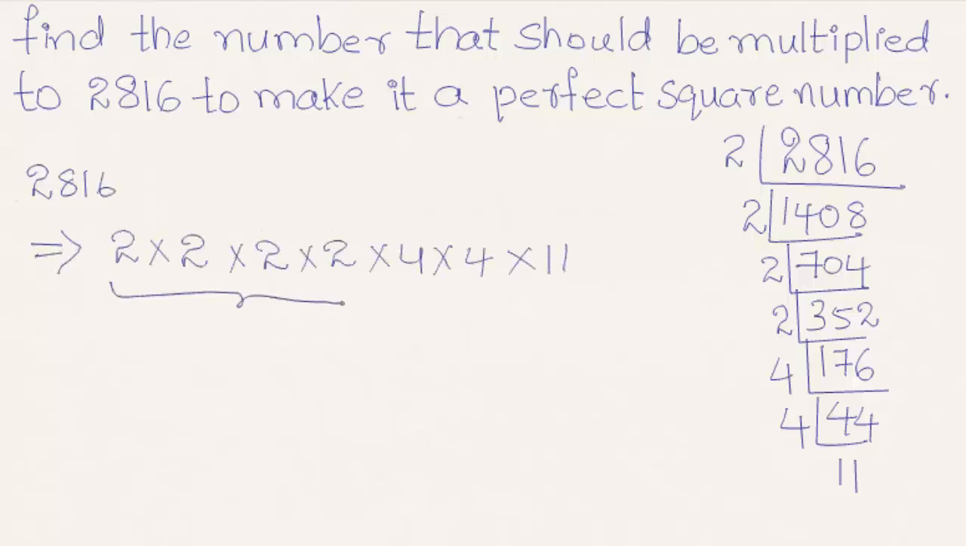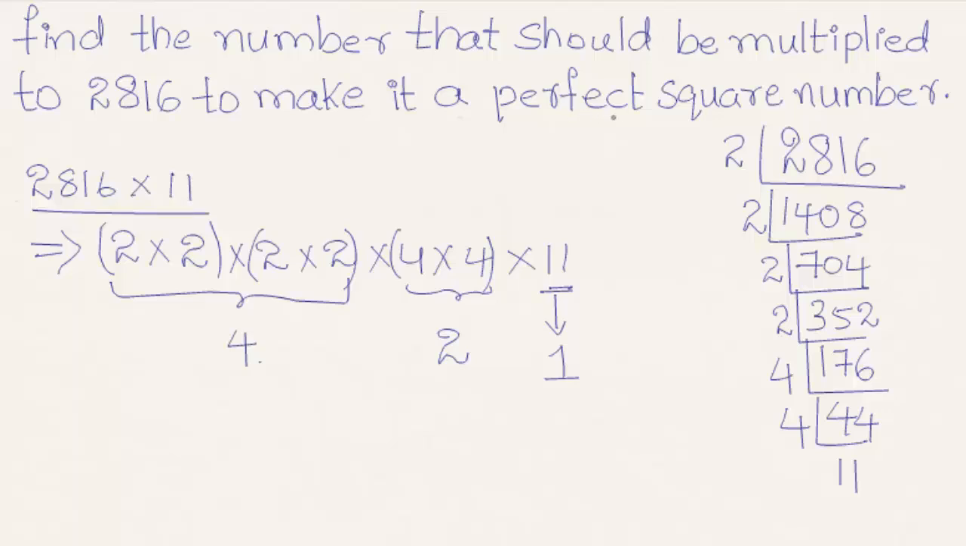Here 2 multiplies itself 4 times, then 4 multiplies itself 2 times, into 11. And here we have two 4s and only one 11. Now let us make the product into groups of equal factors. So we can group the equal factors: 2 into 2, then again 2 into 2, then again 4 into 4. But there is only one 11, so we cannot group it into equal factors. So we have to multiply the number 11 to the given number 2816 to make it a perfect square number.